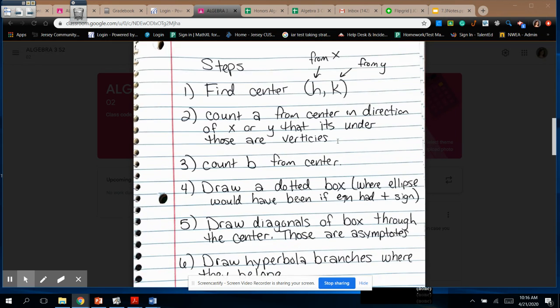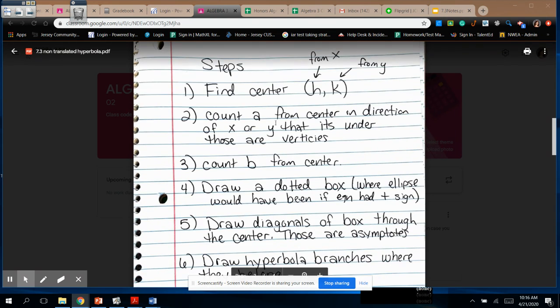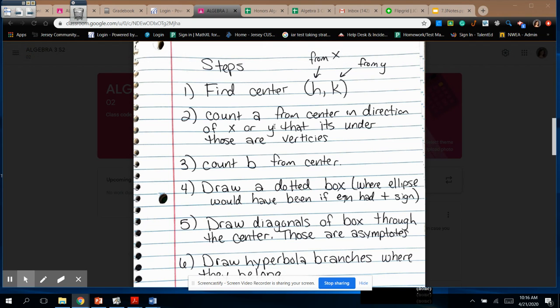Okay, here are some steps. You'll always find your center first. Figure out what A is and count that direction to get your vertex. Then you're going to count B from the center in the direction of whatever B is under. And we're going to make a little box.